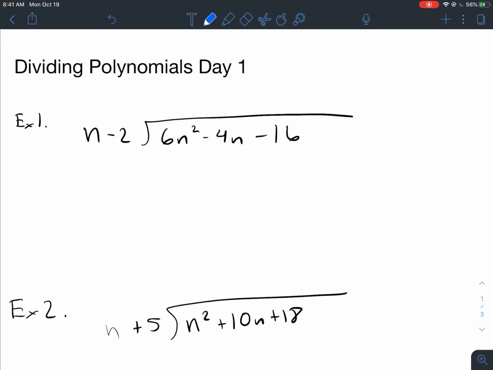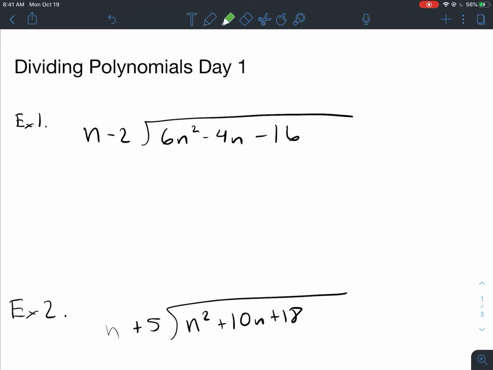So what we're doing here is polynomial division. We did practice long division to give you a reminder of what long division is, and we use the procedure of long division to divide polynomials. So let's go ahead and get started.